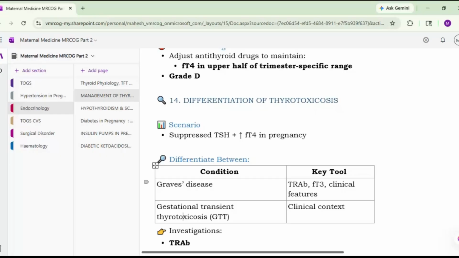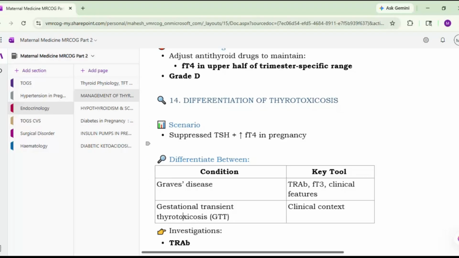But you have to differentiate this from Graves' disease and GTT. Now, what is going to happen if she is having Graves' disease? Not only will FT4 be increased, but FT3 will also be increased. There will be a disproportionate increase in FT4, and FT3 will also be there. There will be clinical features, and the most important is that TRAB, thyroid receptor antibodies, will also be positive.